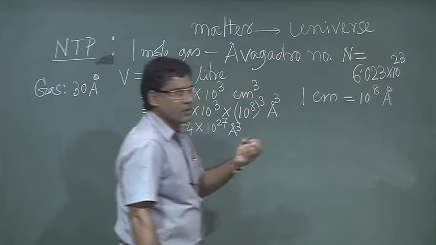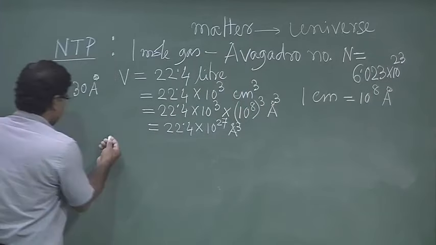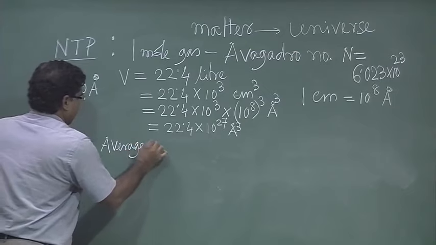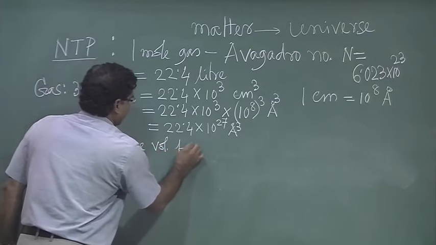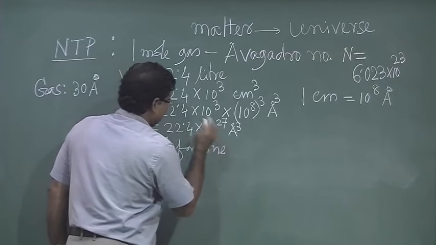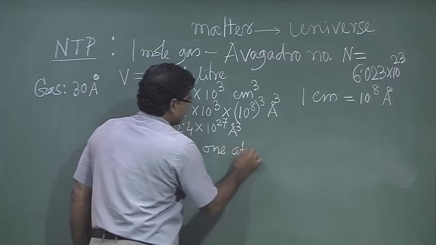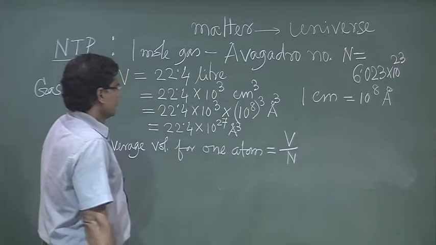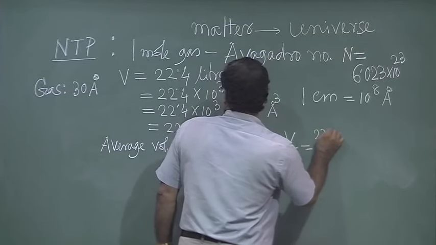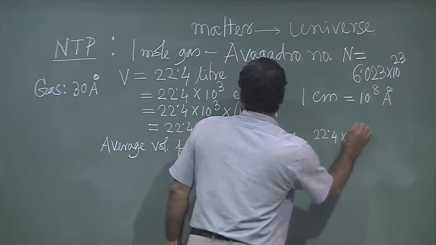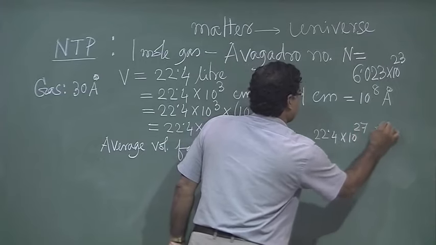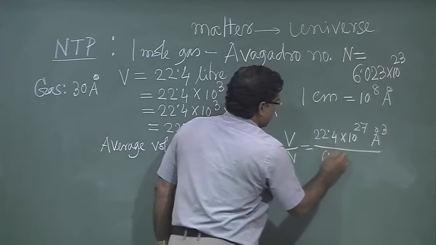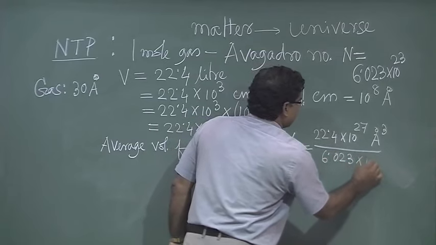So the average volume for one atom in that gas we can find out. That will be V by N. So that will be 22.4 into 10 to the power 27 angstrom cube divided by 6.023 into 10 to the power 23.